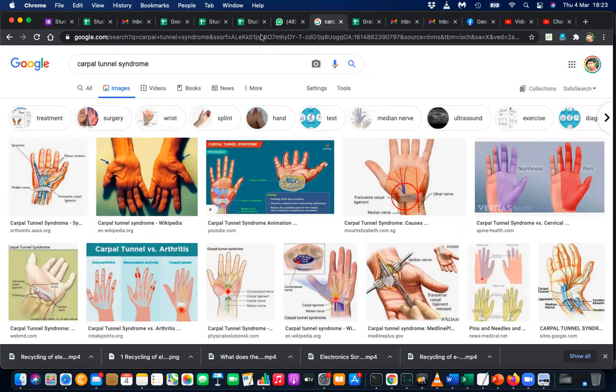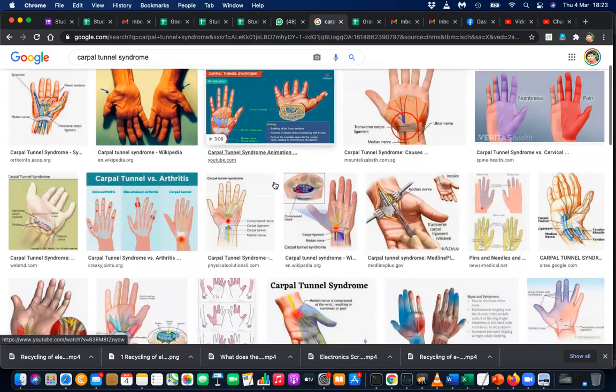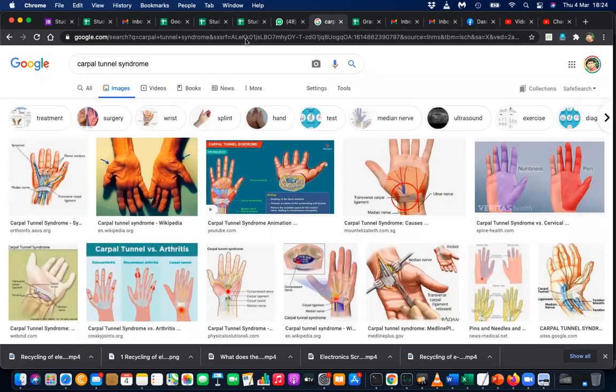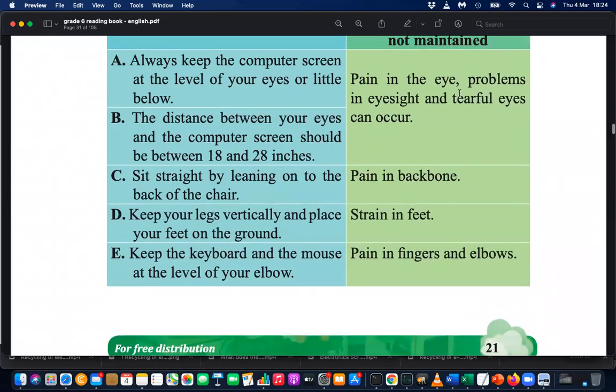So this actually involves a small operation. After the operation only it will be okay, because it goes to the level that has to be fixed by an operation. That is called carpal tunnel syndrome. So please note these things, right? Remember these, son. Not just back pain, not just eye pain. So there are more severe injuries, right?